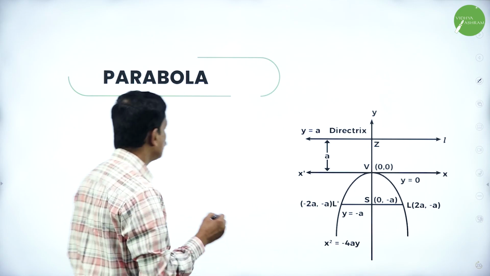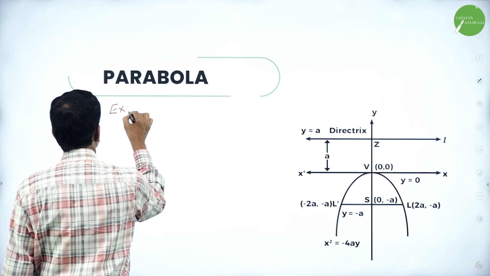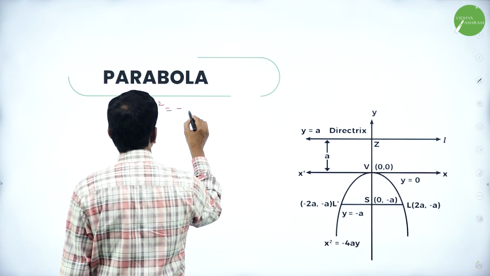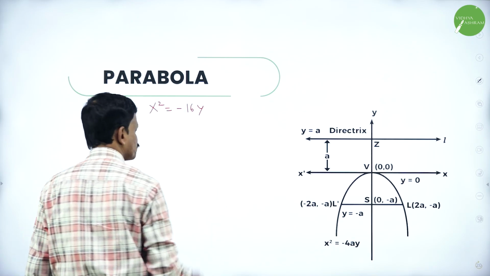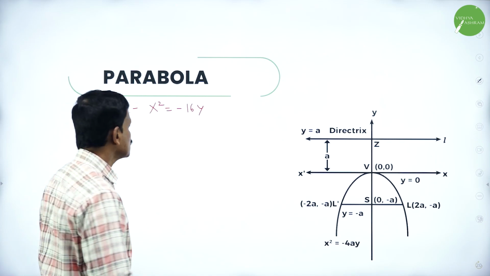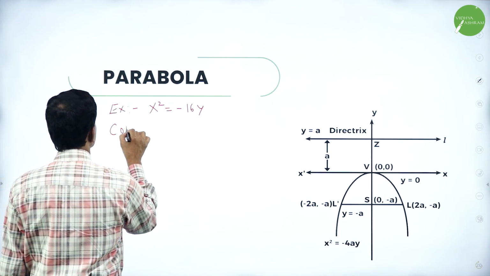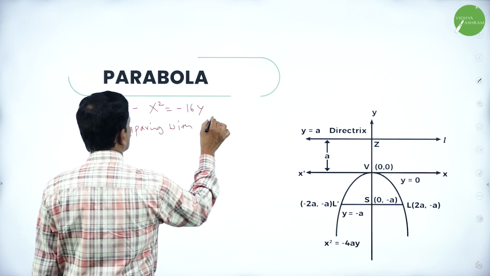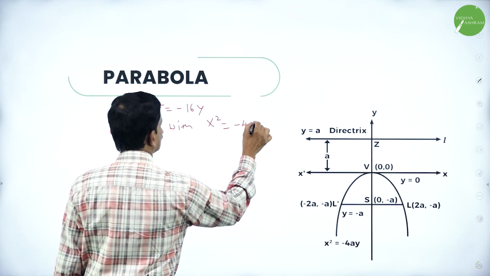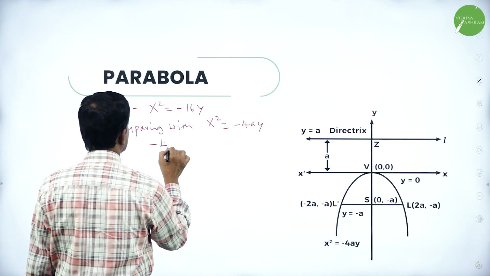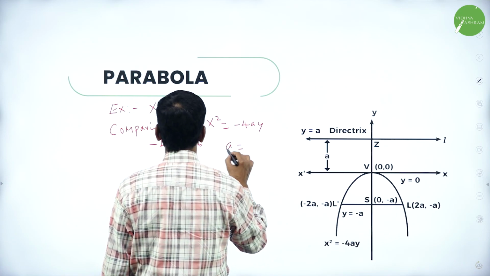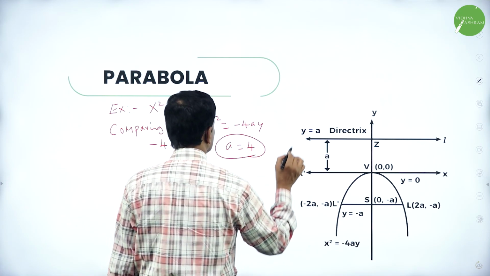Now let us take an example. For example, if x square is equal to minus 16y, just compare with the standard equation. This is of the form x square is equal to minus 4ay. Minus 4a is equal to minus 16. Therefore, a is equal to 4.